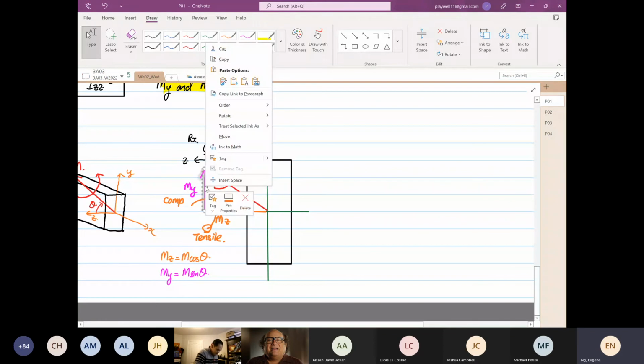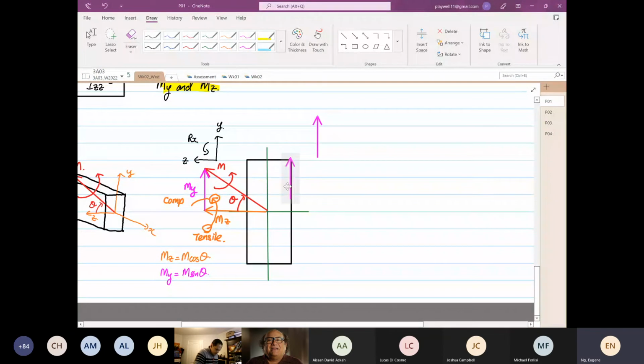Now, let's look at MY. I just push MY over this side so as not to make it too crowded. So this is our MY. If you look at how the moment is rotated, this is the applied moment, so the head of the arrow will be compression, and the tail end of the arrow will be tensile. Okay, so we got this right already.